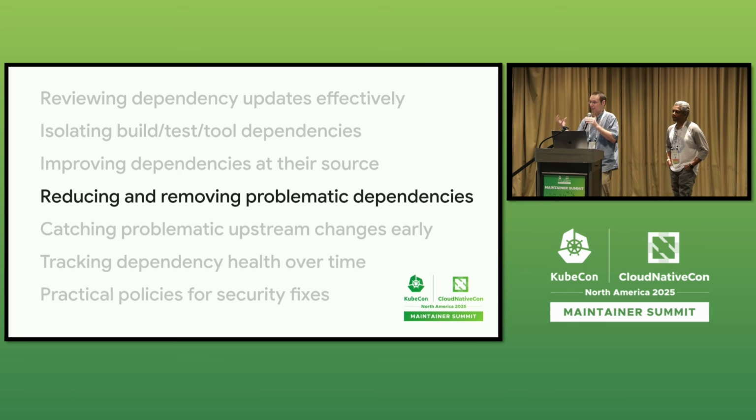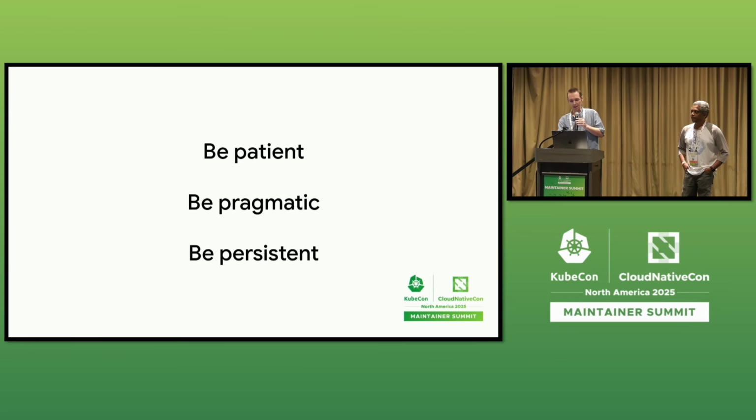So say you've identified some dependencies that are problems, and you want to get rid of them. How do you do that? As nice as it is to just delete stuff instantly, we can't always do that. So how do we do it effectively?